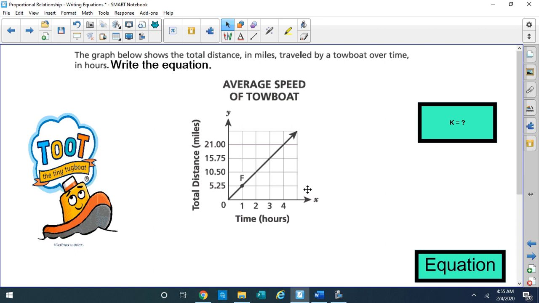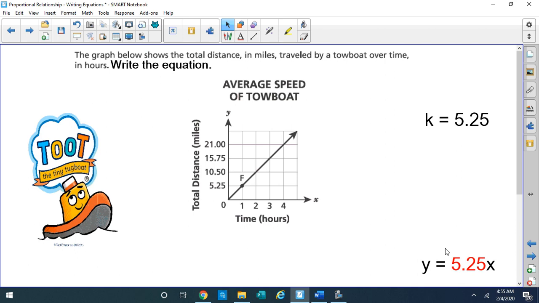If you check out my other video on how to read a graph, go to the 1 value, go up to the point, and go over to the left. That value is the constant of proportionality. So 5.25 is the constant of proportionality. So all you've got to do is multiply that by the x value, and that'll give you the equation. y is equal to 5.25 times x. So that was pretty good.